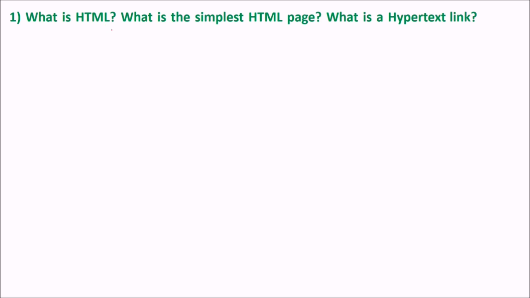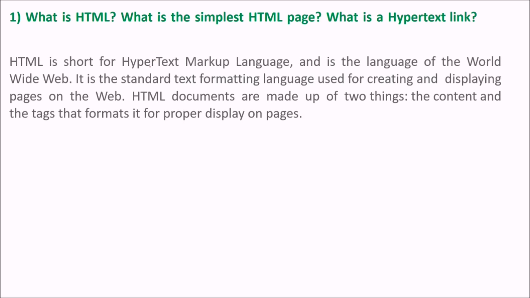HTML stands for Hypertext Markup Language. It is the short form of Hypertext Markup Language, and this is the language of the WWW, that is World Wide Web. This is a standard text formatting language. In essence, it is just a text formatting language by which you can create and display web pages on the browser. So HTML documents have two main parts: the content, and the tags that format it for proper display on the pages.